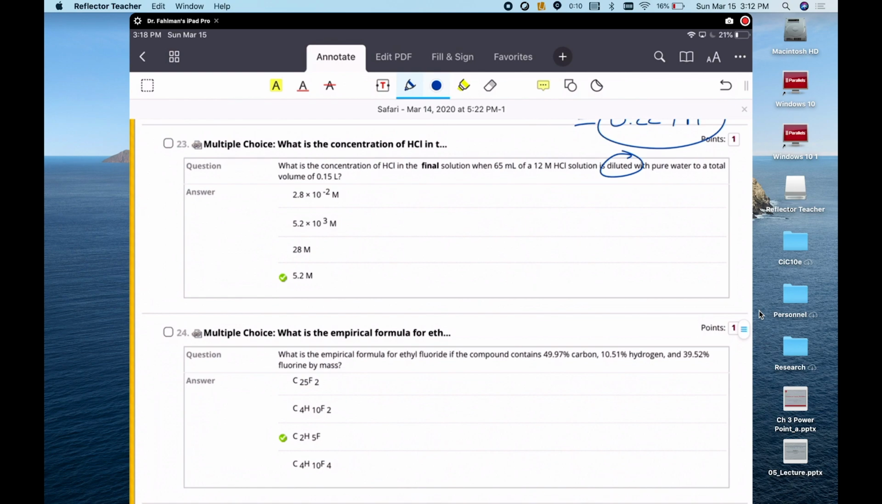Okay, when you see the word diluted, that tells you that you're going to have to use this one. M1V1 equals M2V2. So we have 65 mils of a 12 molar. It's diluted, so now we want to know M2. And its volume is 150 mils.